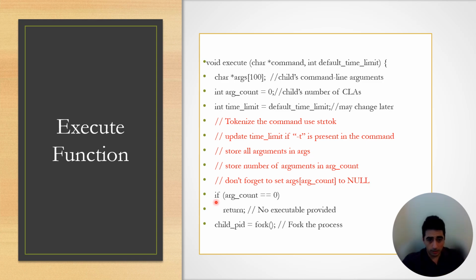So after you take care of that part, we say, is the arg count equal to zero? That means, do we have no command entered or no process in the command? Then you're going to return because there's no executable provided. Otherwise, you need to create the child process to take care of this command and execute the command. I'm going to show you the details of the rest of execute in the following slides.